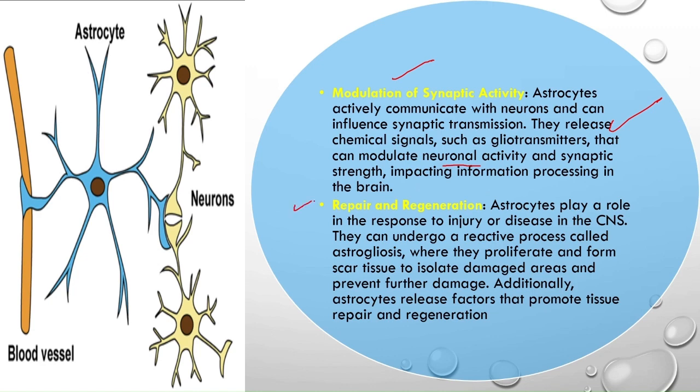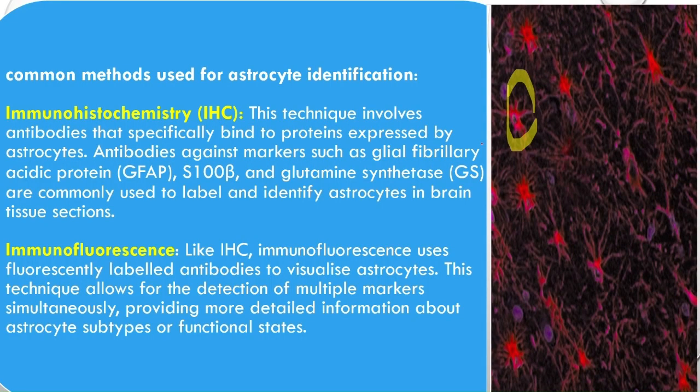The other function is repair and regeneration. Astrocytes play an important role in their response to injury or diseases in the CNS. They can undergo a reactive process called astrogliosis, where they proliferate and form scar tissue to isolate damaged areas and prevent further damage. Additionally, astrocytes release factors that promote tissue repair and regeneration. In the other part of this video, I'm going to talk about the important methods used for astrocyte identification.